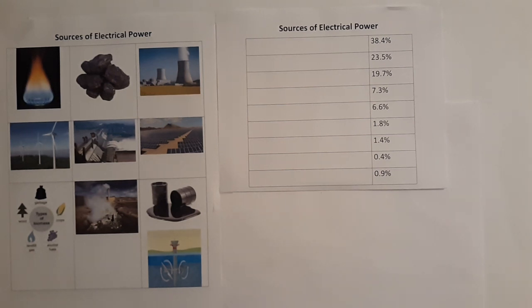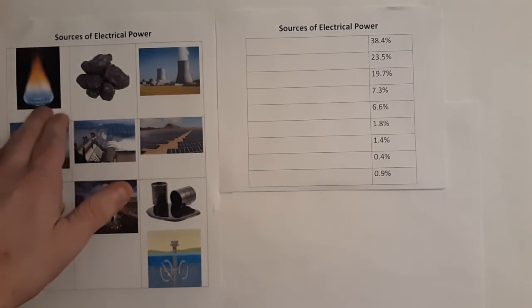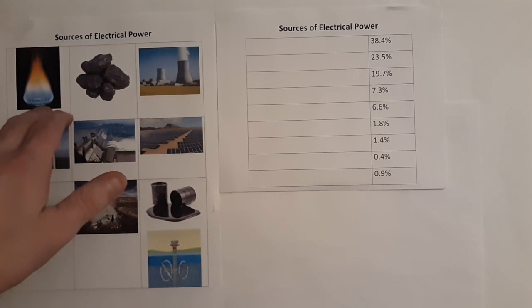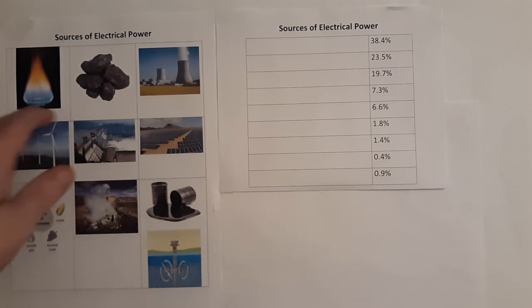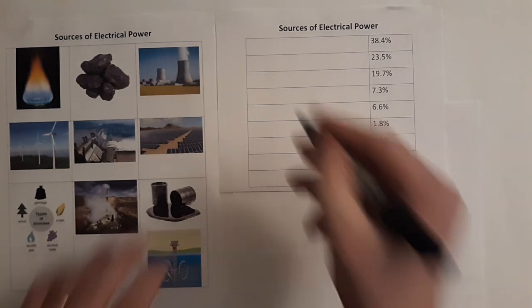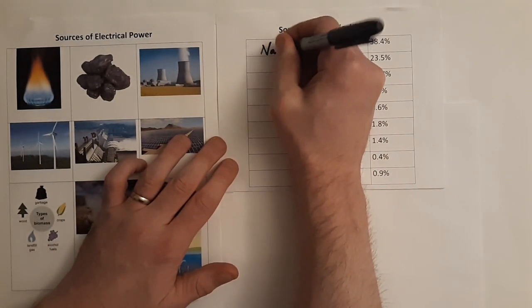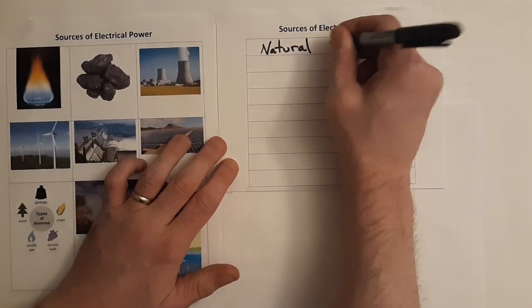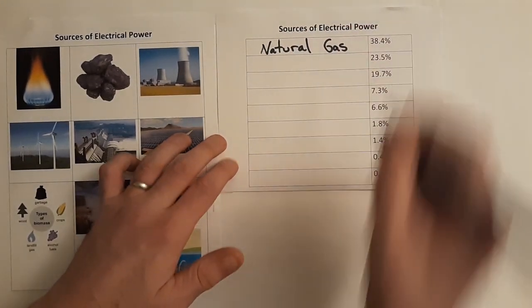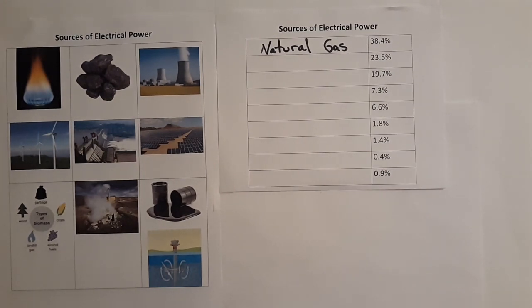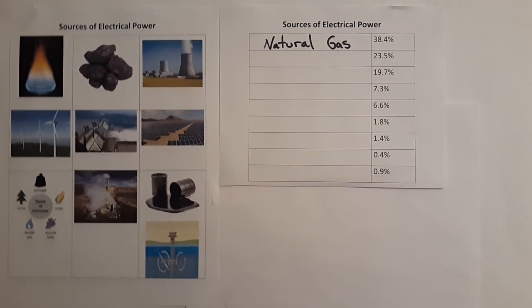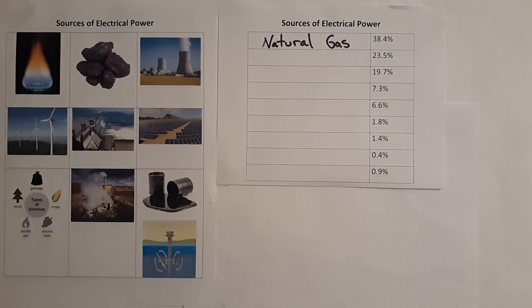Okay, so here in the US, the most prevalent source of power is actually natural gas. Natural gas, some of you might have in your home for heating or a cooktop or an oven. Okay, it burns very cleanly, it's very similar to propane. And that takes up a little bit more than 38% of all of the electricity generation.